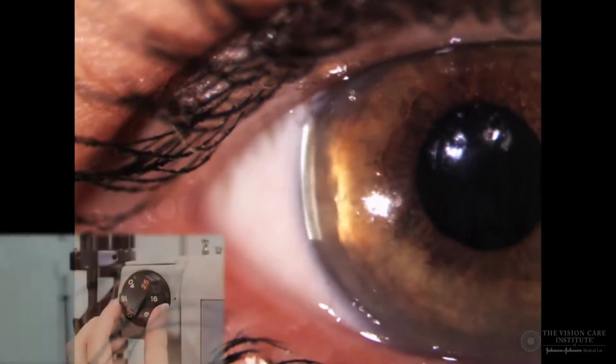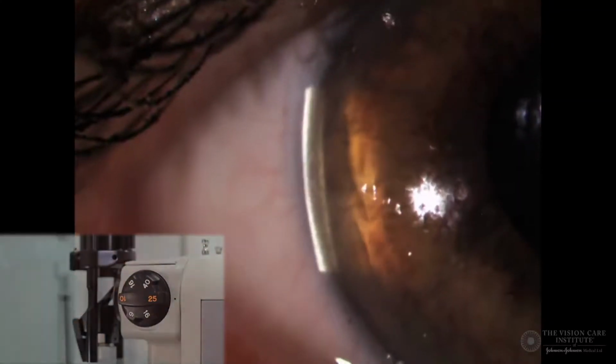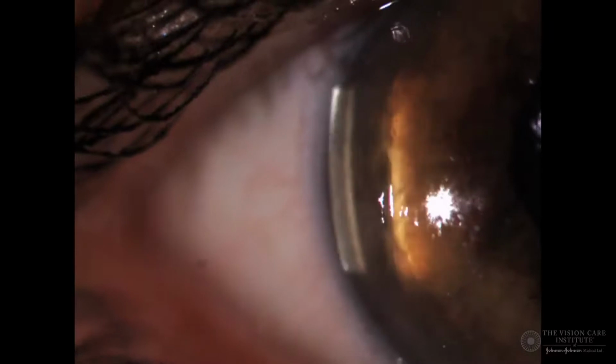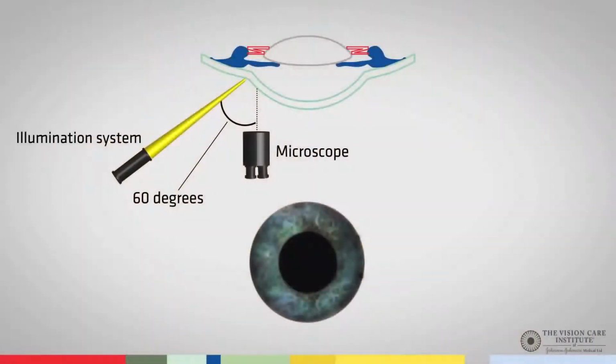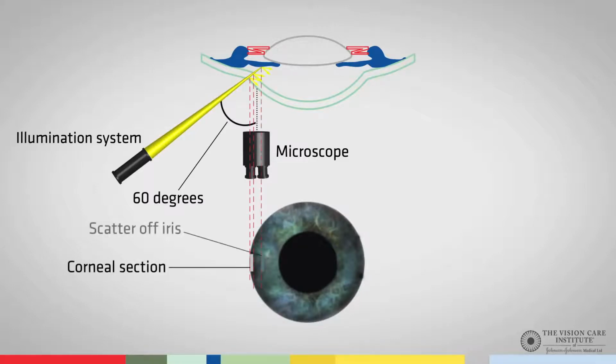Here we have both the corneal section and the scattered light off the iris parallel to each other. This is achieved because we reduced the slit height and will make the assessment more accurate. In this figure, we note that the illumination system is directed at an angle of 60 degrees and it forms a corneal section. The light, after passing through the clear aqueous, strikes and scatters off the iris. The space between the corneal section and the iris scatter represents the aqueous.